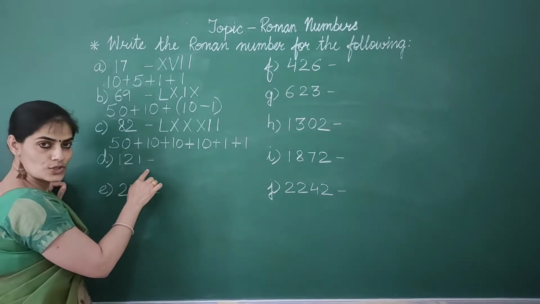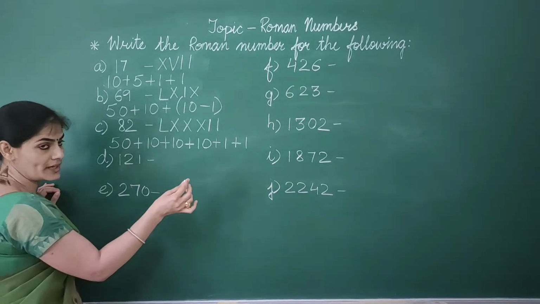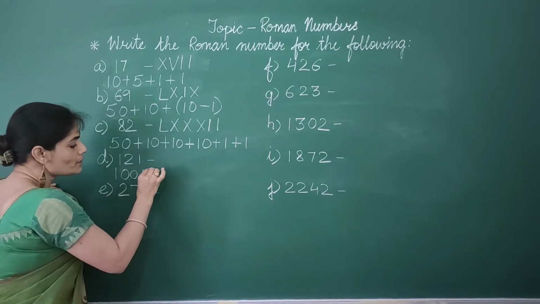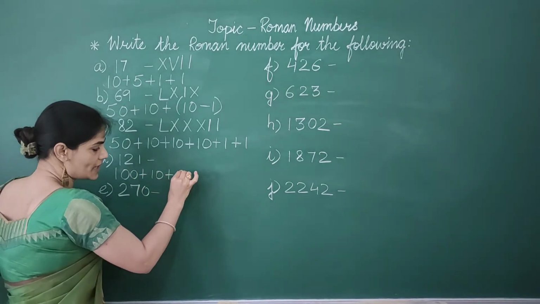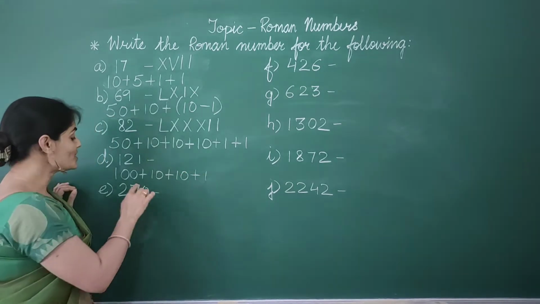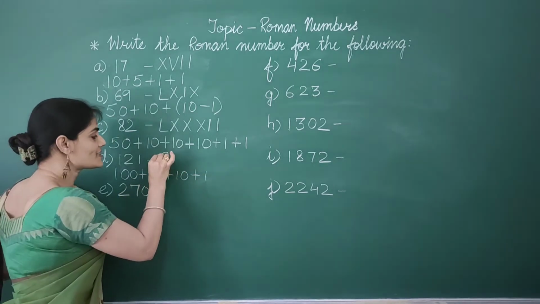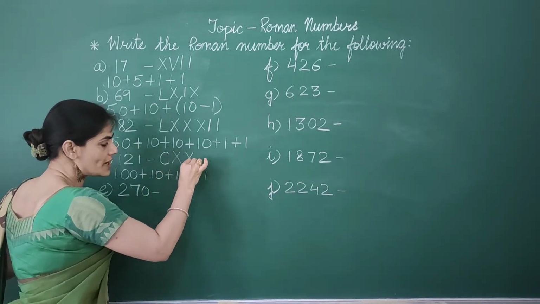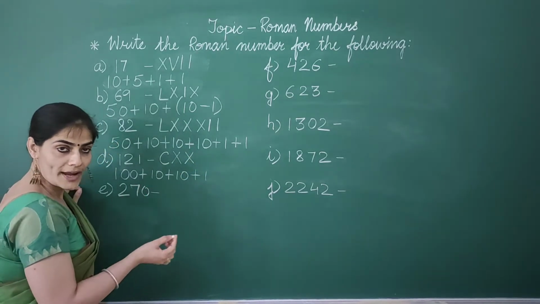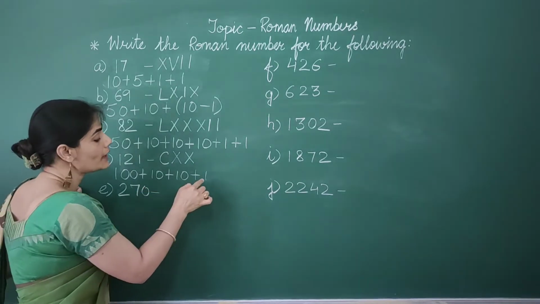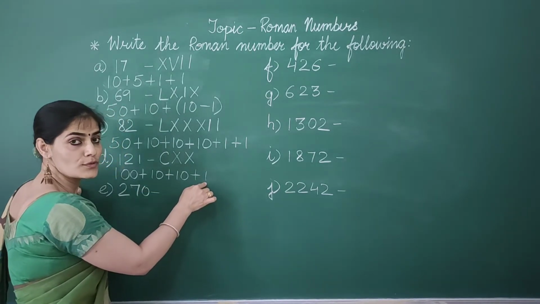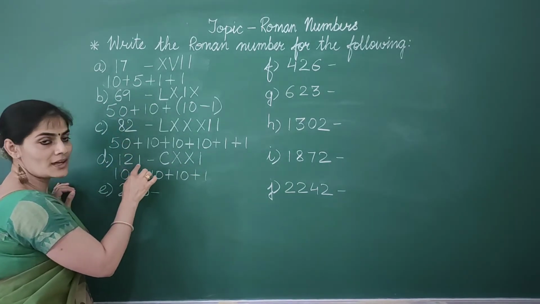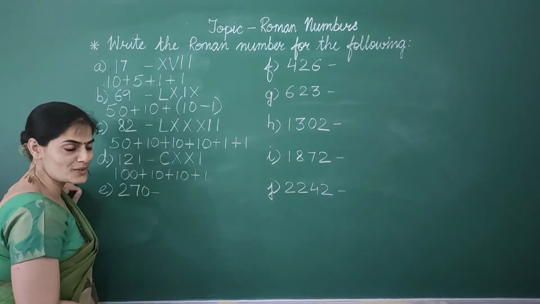Move to the next number. This is 121. And 121 can be broken in this manner. 100 plus 10 plus 10 plus 1. What is the symbol for 100? It is C. For 10 we have the symbol X. So 2 times I am going to write X on the right side as we are going to add these. And 1 time I will be writing the symbol for 1, which is I. So this is how we write 121 in Roman numerals.